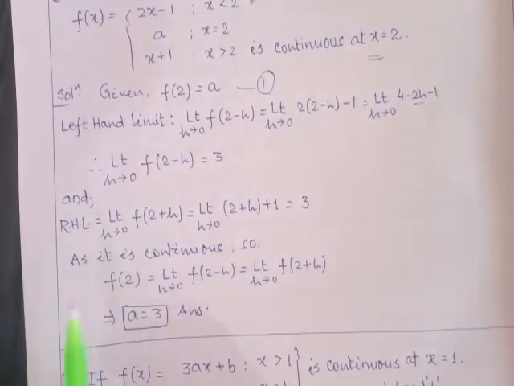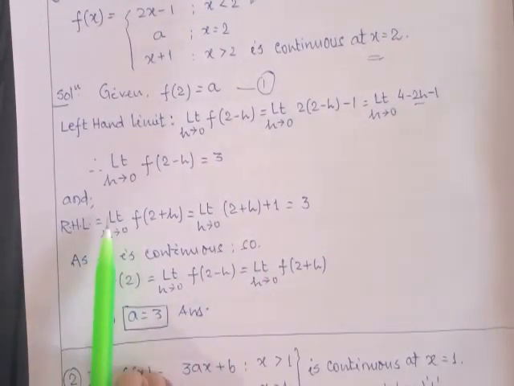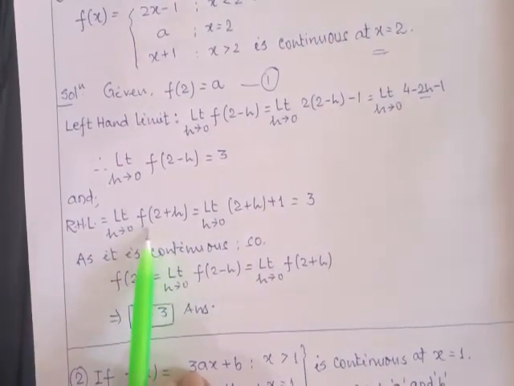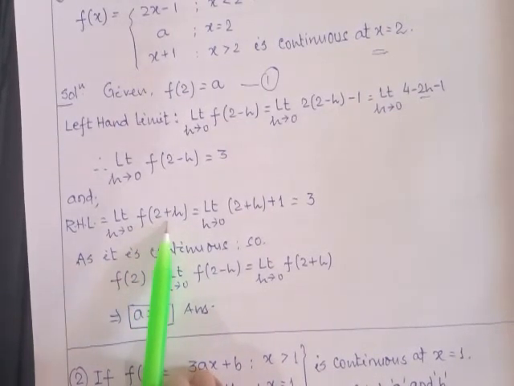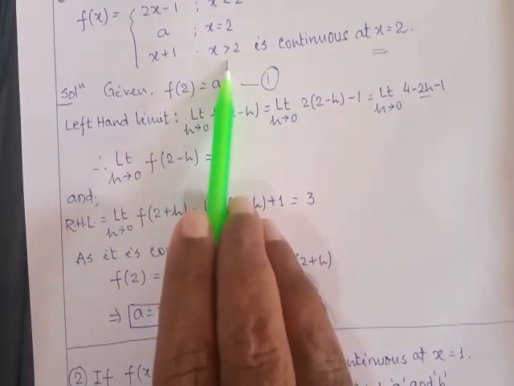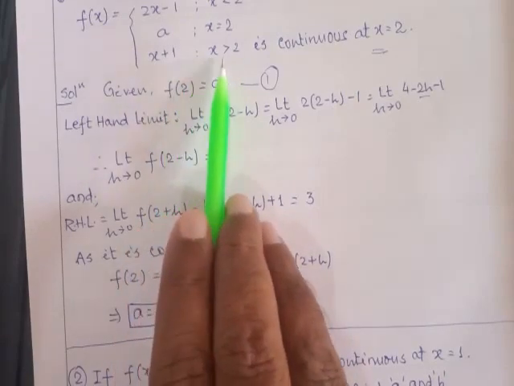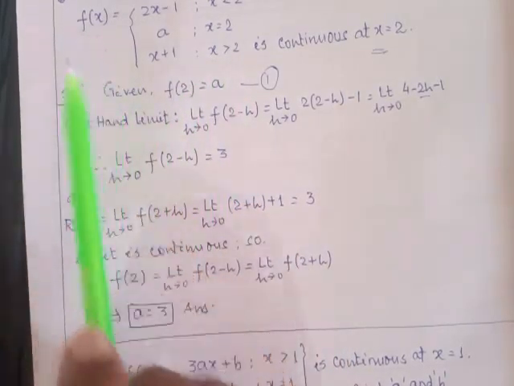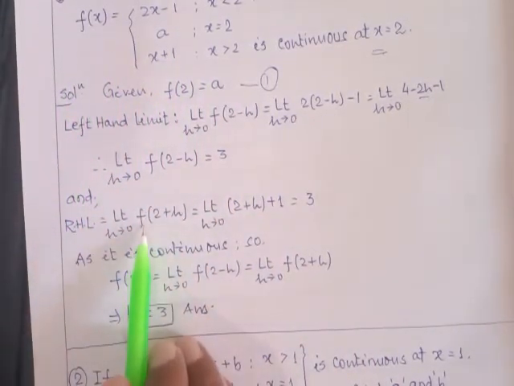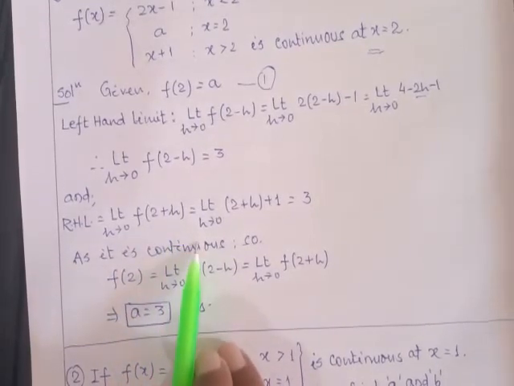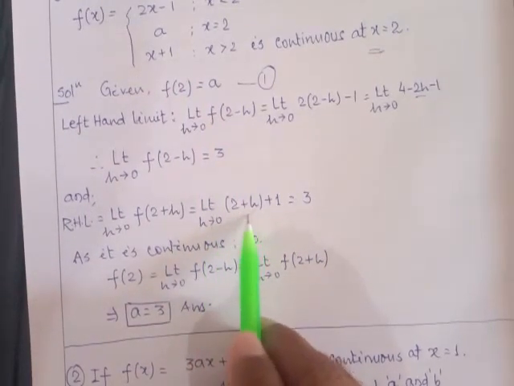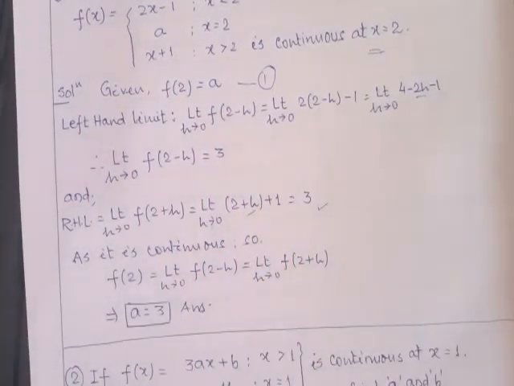Further, calculate the right hand limit. Right hand limit means the limit h tending to 0 of f(2 plus h). Obviously 2 plus h is more than 2 for any small value of h. So we apply the third one, x plus 1 when x is greater than 2. So in f(x), for the third value replace x by 2 plus h. So f(2 plus h) equals 2 plus h plus 1. So when you put h tends to 0, the function equals 3.